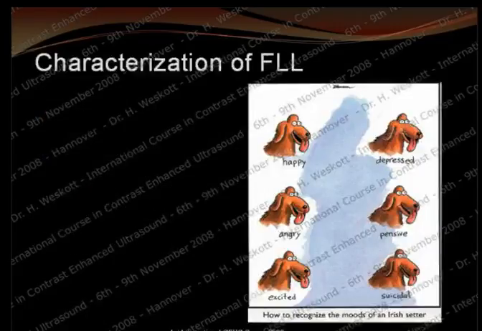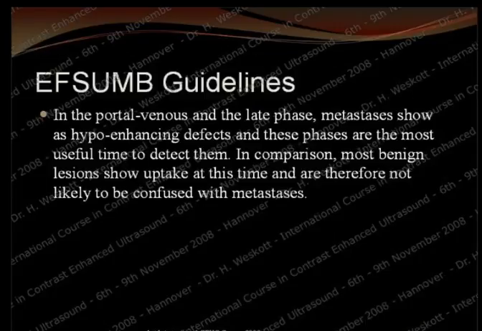And what you see here is an iris setter between happy, depressed, pensive, and angry. It all looks the same, but we would try to do better. So the guidelines show that in the portal venous and in the late phase, metastases show hypoenhancement defects, and these phases are the most useful time to detect them. In comparison, most benign lesions take up contrast at this time and are therefore not likely to be confused with metastasis.